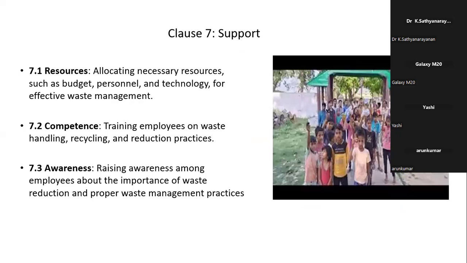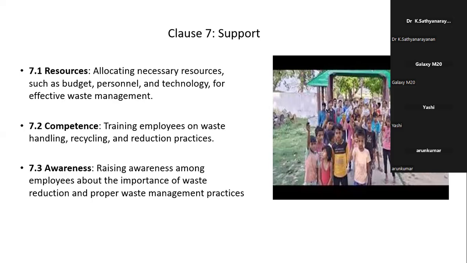Many organizations, what we see is that they put the objectives very well, but what about the support system? Many organizations are facing problems in 7.1 and 7.2 with respect to ESG. Resource allocation: resources with respect to personnel, with respect to budget, and with respect to technology.